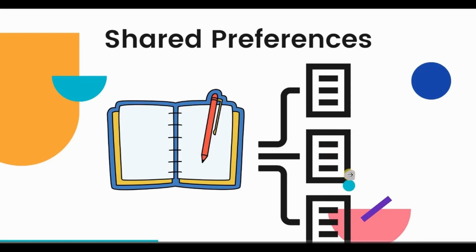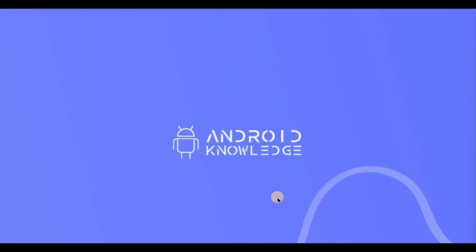Just like you open your diary to see what you wrote, app can open shared preference to see what settings or values you have saved. It's handy because even if you close the app or turn off your phone, the information you wrote down in shared preference will still be there. It's like your app's own private memory, where it can store simple things you want it to remember, even when you're not using the app. Got it? Now let's create it.